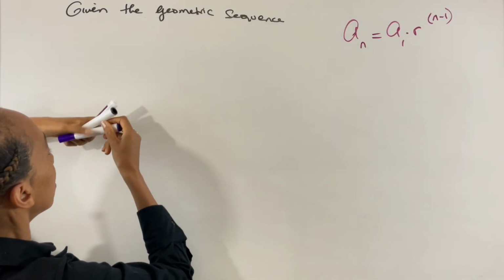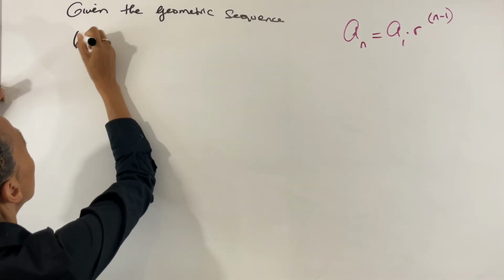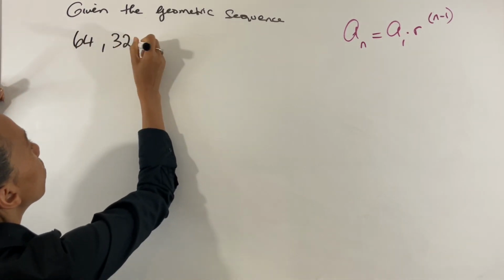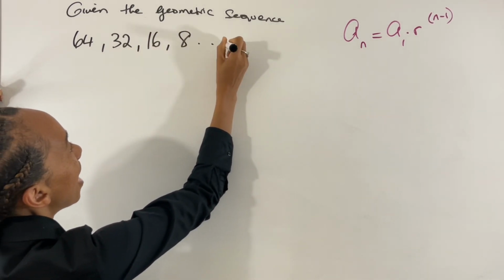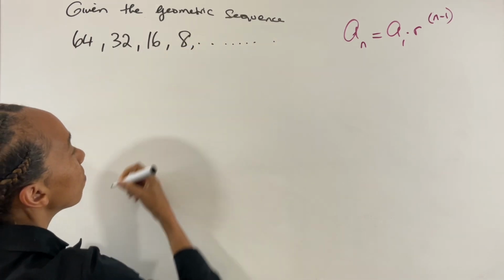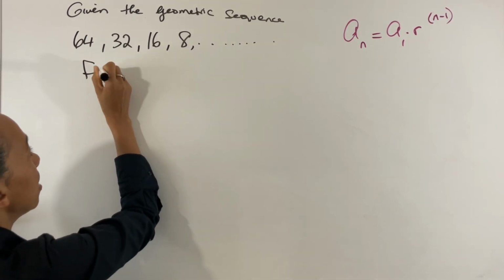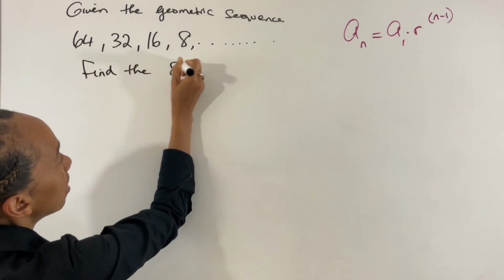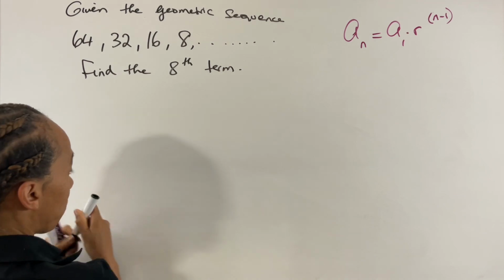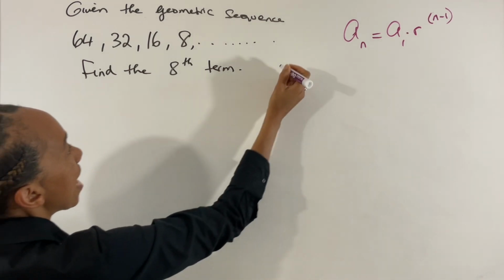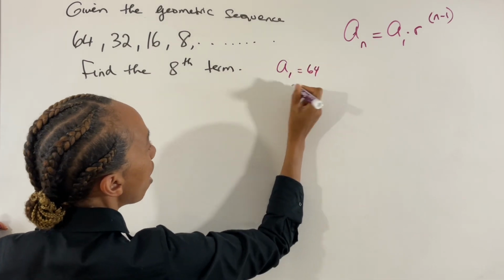Given the sequence here, right? And this sequence is going to be 64, 32, then it's going to be 16, and then 8, and so on. Meaning that the numbers continue. And you are asked to find the 8th term. All right? So, once again, a sub 1 is equal to 64.